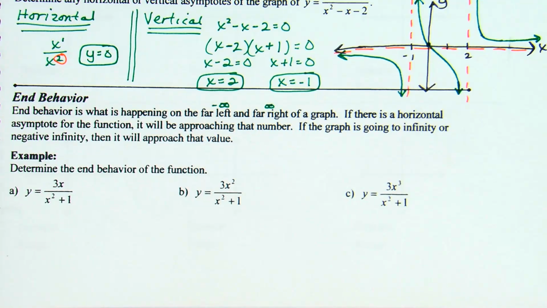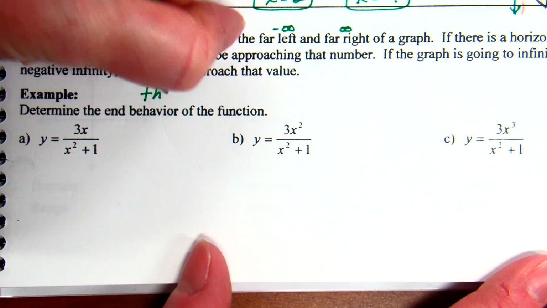So when you look here and it says determine the end behavior of the function, my recommendation is that we are going to think horizontal asymptotes. So think horizontal asymptote here when it says determine the end behavior. Because if there is a horizontal asymptote, that is my end behavior.